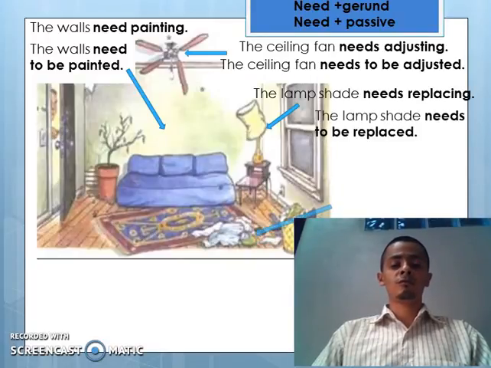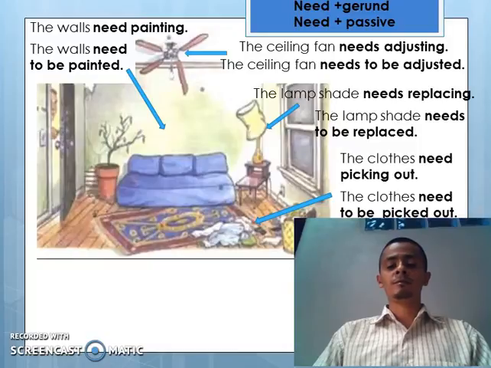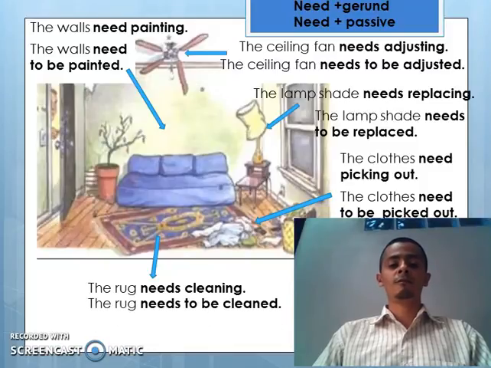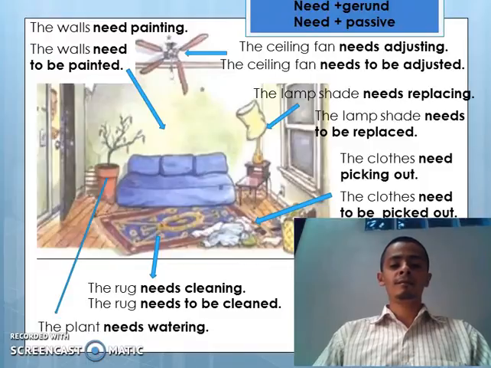And look at those clothes on the floor. With gerund we can say the clothes need picking up, and using passive we can say the clothes need to be picked up. And for the road we can say the road needs cleaning, and with passive we can say the road needs to be cleaned. And look at the plant in the corner. To describe it we can say the plant needs watering, and with passive we can say the plant needs to be watered.